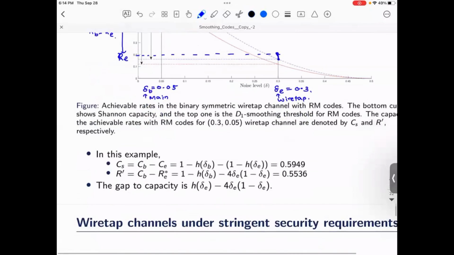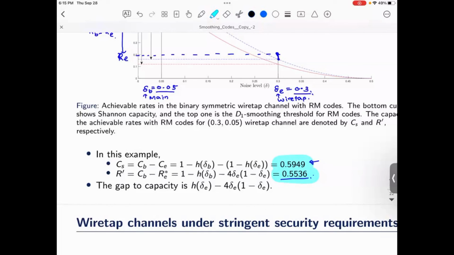So in this specific case, we have calculated that when the noise levels are given by this and this, the effective rate that guarantees reliability and secrecy is this. While if we had a capacity achieving code in the Y-type channel, we obtain this value. So in this specific example, these values are kind of close. So we could say that in certain cases, Reed-Muller codes perform very well in the Y-type channel.